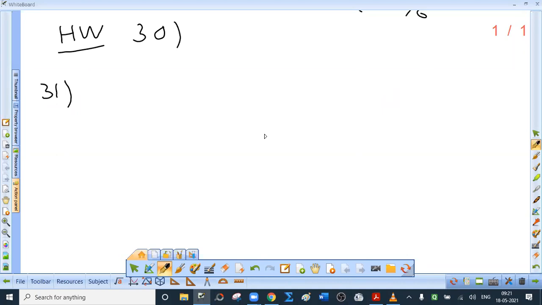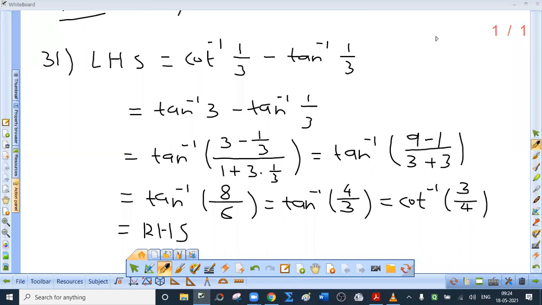That's it. Now we'll be doing sum number 31. Show that cot inverse 1 by 3 minus tan inverse 1 by 3 is cot inverse 3 by 4. Begin with LHS. It is better if you mention this. What is cot inverse x? Tan inverse 1 upon x. So this is tan inverse 3 minus tan inverse 1 by 3.